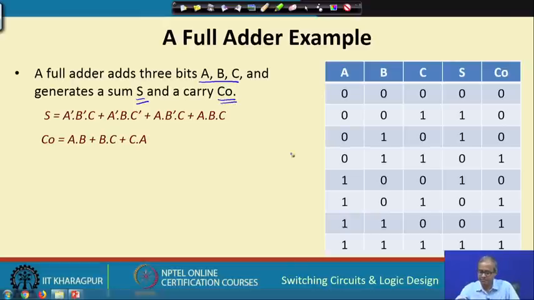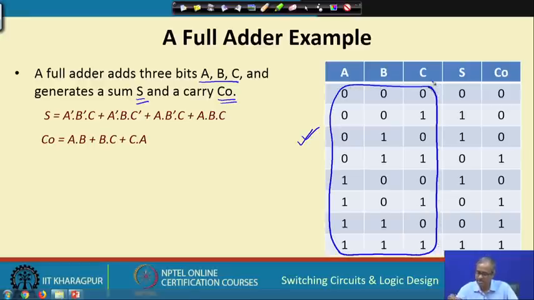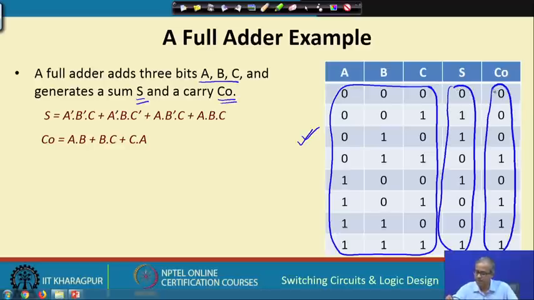And here we are showing the truth table of the full adder. So, you see, for all combinations of A, B and C, we have listed what will be the sum and what will be the carry. So, if you add all zeros, the sum is 0, no carry, 0 and 0. If you add 0, 0 and 1, the sum is 1, but no carry. Similarly, 0, 1, 0 or 1, 0, 0, there is a single 1, sum will be 1, no carry.